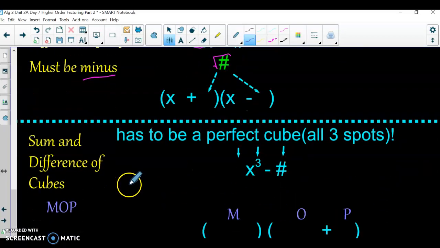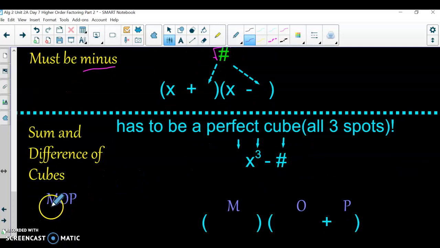We also have the sum and difference of cubes, which we talked about on Tuesday and Wednesday, the SOAP method. We have to have a perfect cube in all three spots, and if there's a coefficient right here, we take the cube root. So don't forget that you must take the cube root of whatever number is in here. And what do we do? We maintain the same sign. So if there's a negative there, I'm going to have a negative. The opposite would be positive. And then the P is always positive.